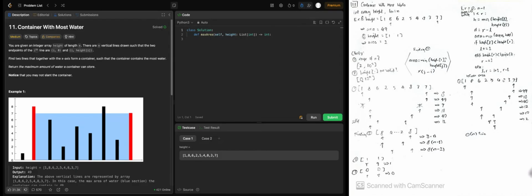Oh no, so the water here would be, say, how many spaces are there? 1, 2, 3, 4, 5, 6, 7. So 7 times 7, which is 49. So the maximum amount of water, let's call it area here. Area is 49. Okay.